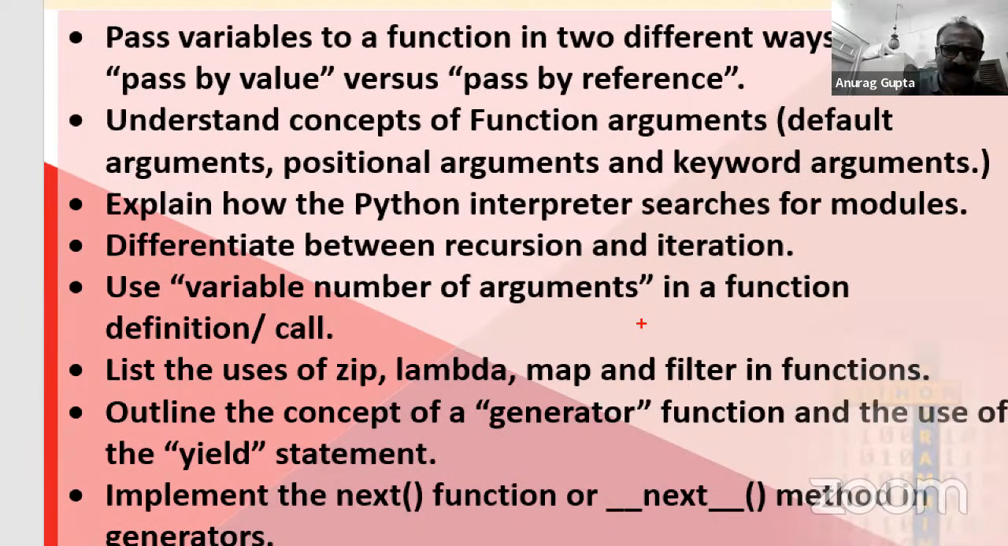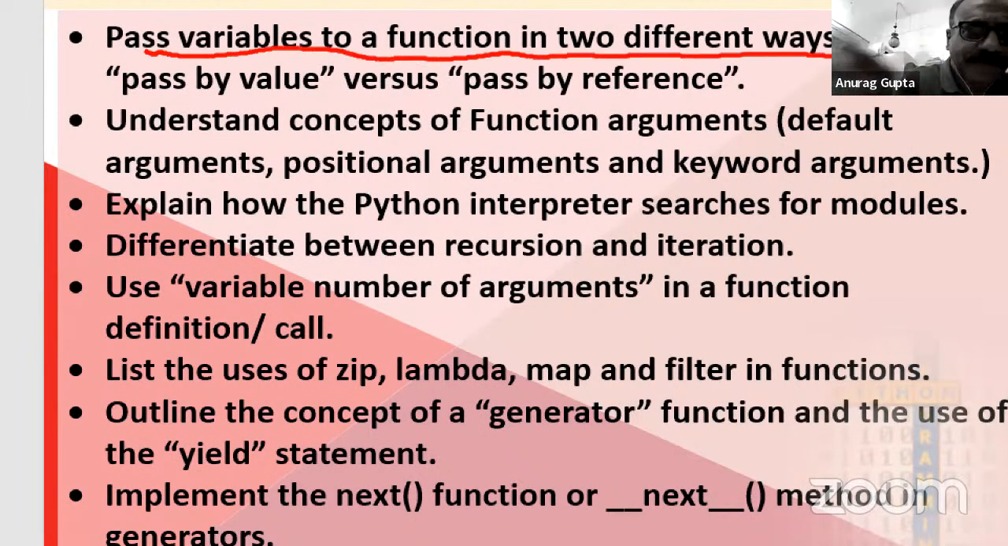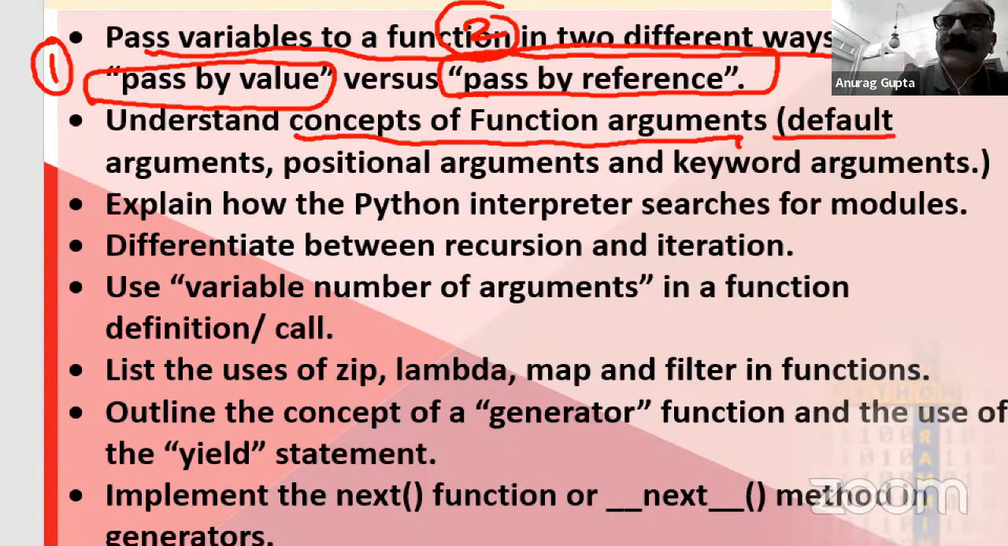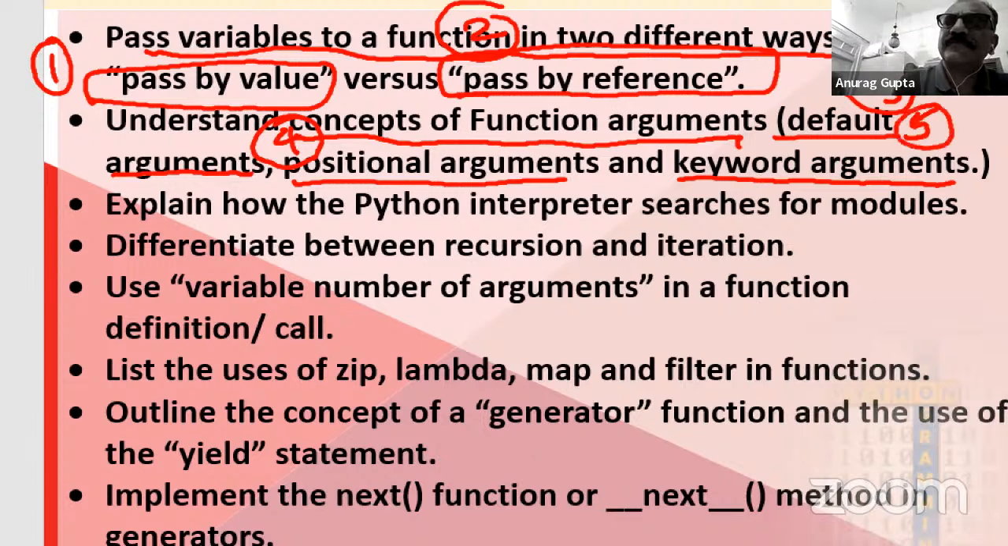In chapter 5, these are the learning objectives. We're talking about passing the variable to the function in two different ways: passing by value versus passing by reference. This is the first concept we will talk about. Then we will talk about the concept of function arguments: default arguments, positional arguments, and keyword arguments. So three concepts. This is the next thing.